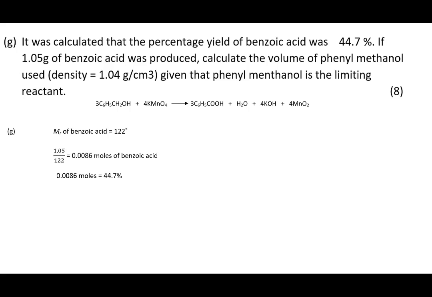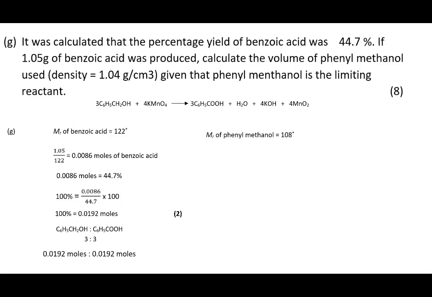Now we're told that that is a 44.7% yield, so that's 44.7%. So what's 100% going to be? It's going to be 0.0192 moles. So you divide 0.0086 by 44.7 and multiply by 100. Now, you could do that with the 1.05, get 100% first, and then convert to moles. So the order isn't that important. Then you look at your ratios, 3:3. So you've 0.0192 moles of benzoic acid, so you've 0.0192 moles of phenylmethanol.